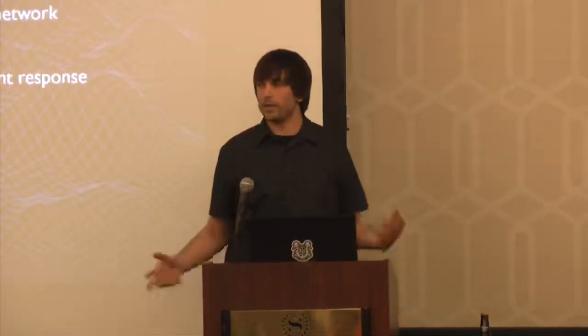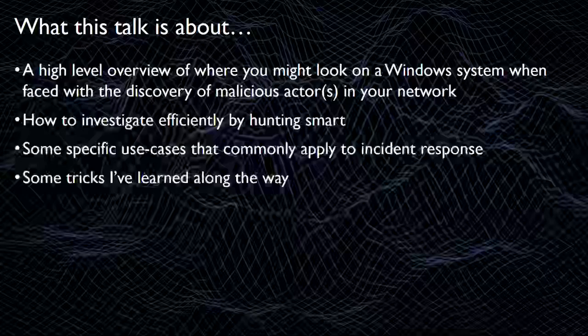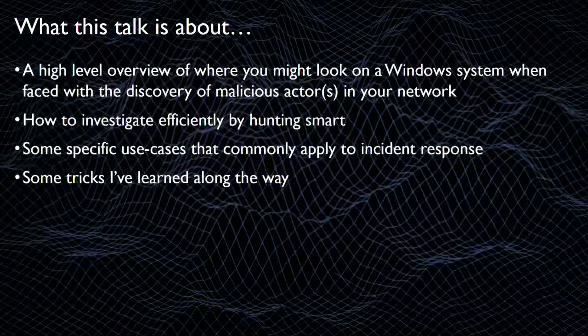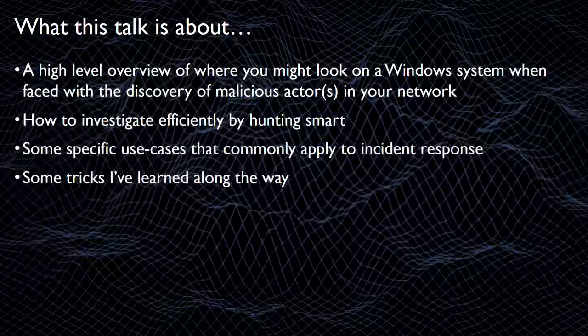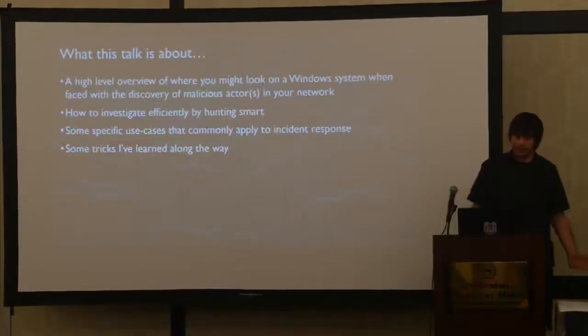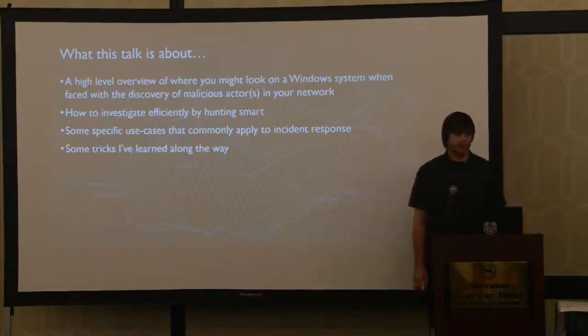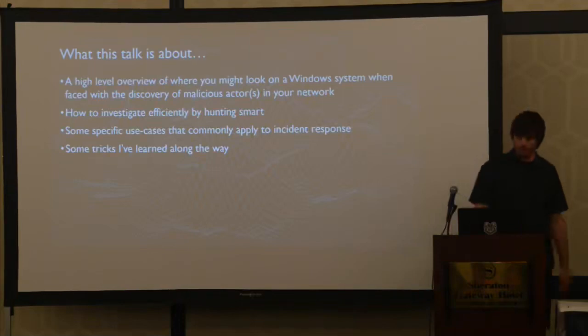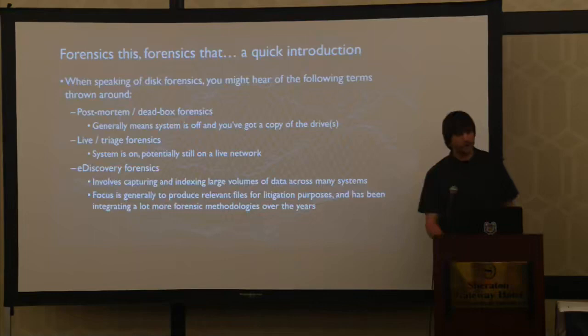So what it will be is a high-level overview of where you might look on a Windows system when faced with the discovery of a malicious actor in your environment, or multiple. Sometimes I'm investigating a breach and there are multiple actors in the environment, all on different missions. I'm also going to cover how to investigate efficiently by hunting smart, some specific use cases that commonly apply to incident response, and some tricks I've learned along the way. Some of those are documented in the slides. Some of those I'll just bring up as they come to mind.